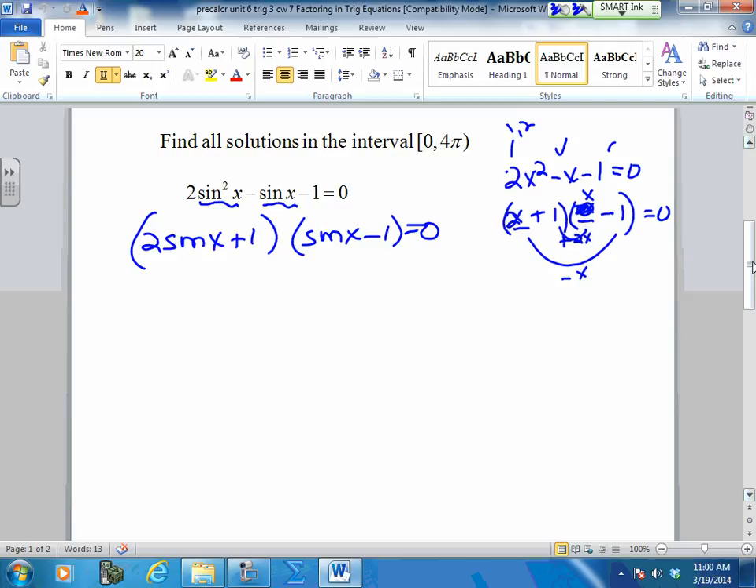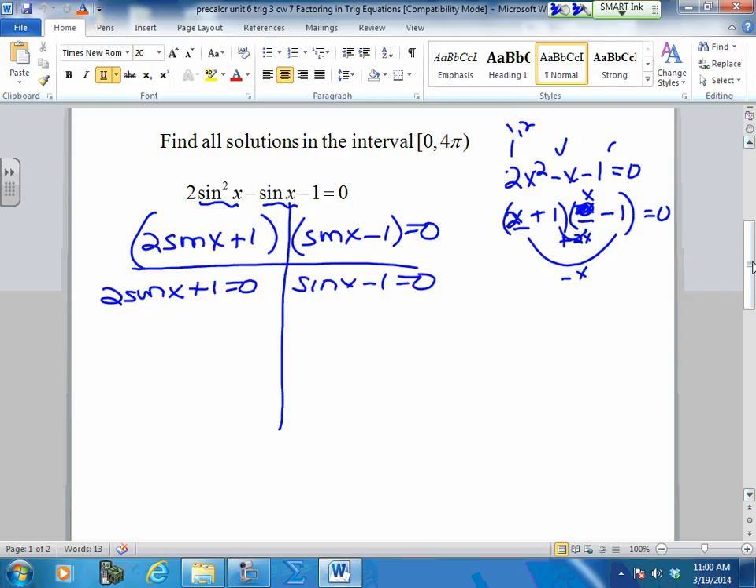So let's set these equal to 0, make a T, and solve. I'm going to subtract 1 and divide by 2. I'm going to add 1 to this side. Now let's look for our solutions first from 0 to 2 pi. So I look at my circle. Remember, these are all solutions, no restrictions.